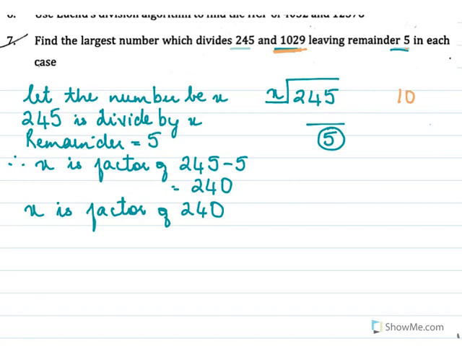For the next part, we have 1029 when divided by this number X, say largest number that divides, right? Here leaves remainder 5 here also.